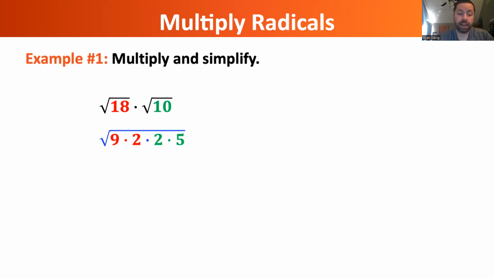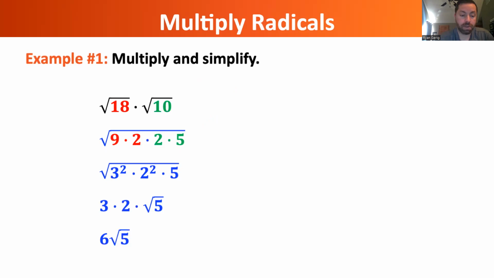Now, if I rewrite that in terms of something squared, 9 we should know is 3 squared. 2 times 2 is 2 squared. And then we got a 5. So the square root of 3 squared is 3. The square root of 2 squared is 2. And the 5 is left under the radical. So 6 radical 5. All right.